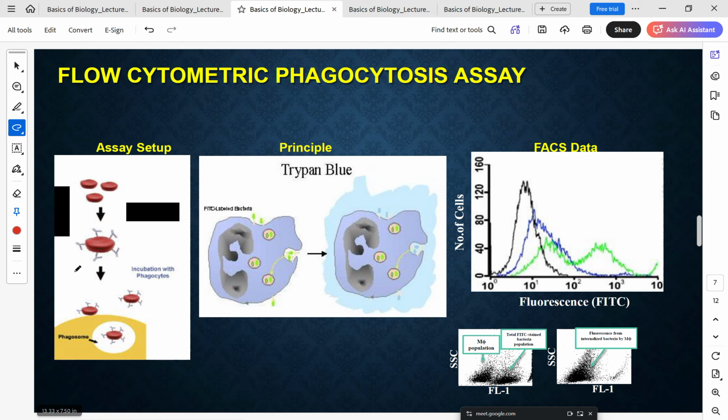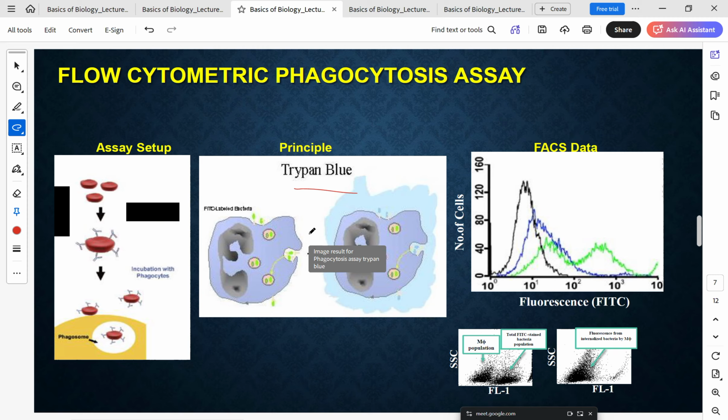Okay. For example, if you want to check it using flow cytometric methods, what you do is incubate the cells with the thing that you want to be phagocytosed. It can be a FITC labeled compound, or a FITC labeled bacteria. If it's FITC labeled, you can use trypan blue to quench it. What it will do is stop the fluorescence if it's outside of the cell.